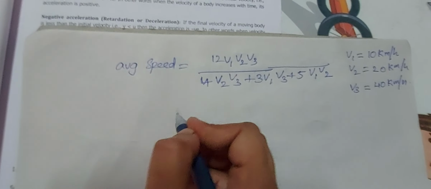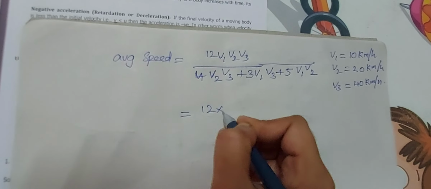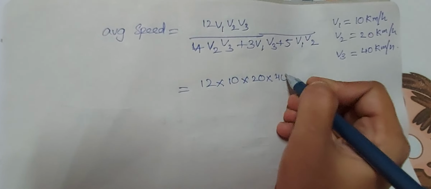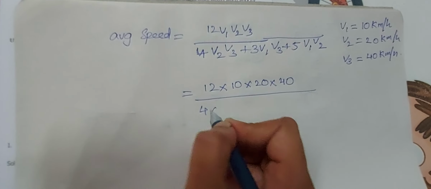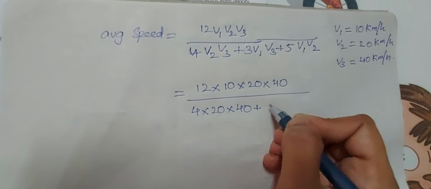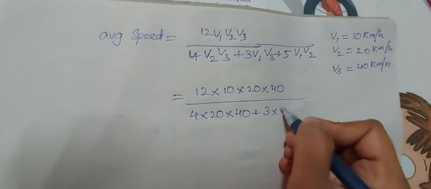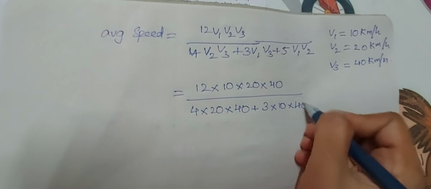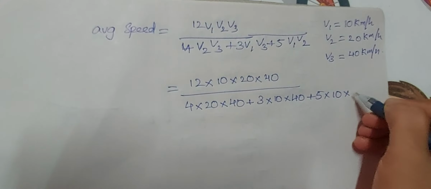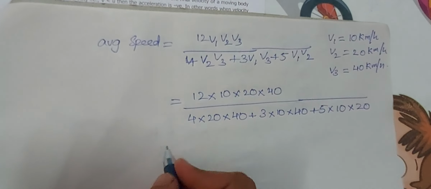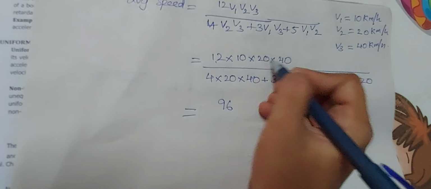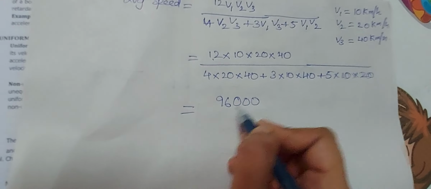So let me substitute the same. 12 into V1 is 10, V2 is 20, and then V3 is 40, by 4 into V2 is how much? 20 and V3 is 40, plus 3 into what's the V1? 10 and what is V3? 40, and then 5 into V1 is 10 and V2 is 20. Finally we are going to get the answer. And now 96, and how many zeros are there? 3. Just place them down.